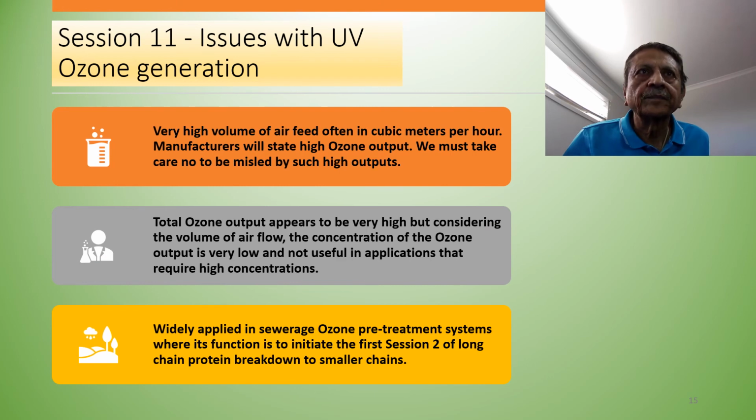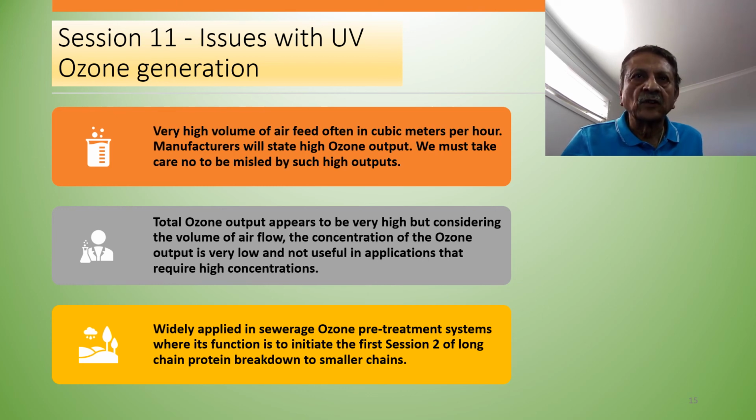As a recall, a very high volume of air feed, often in cubic meters per hour, is used for UV ozone. Manufacturers will state high ozone output. We must take care not to be misled by such high outputs. Total output appears to be very high, but considering the total volume of airflow, the concentration of ozone output is very low and not useful in many applications that require high concentrations.